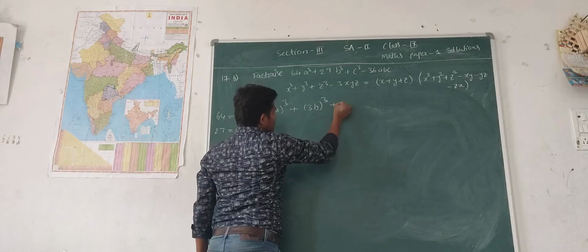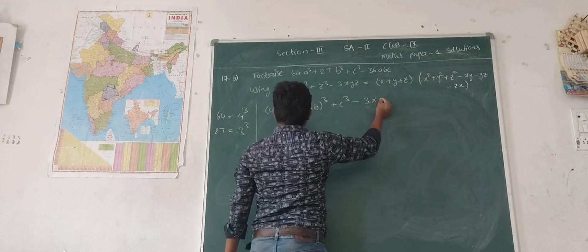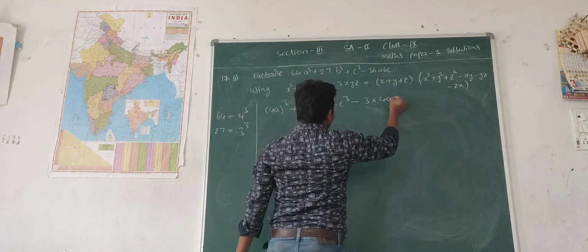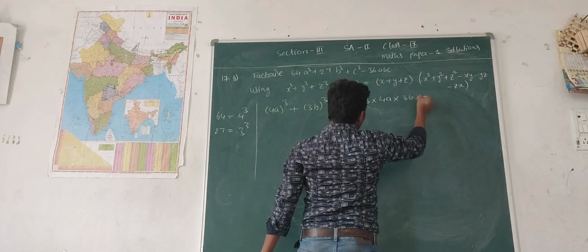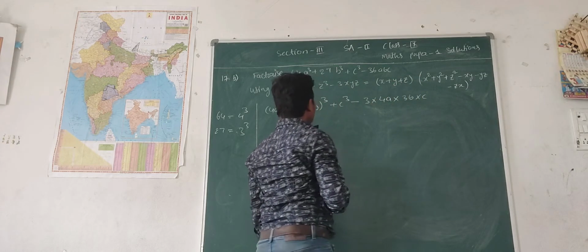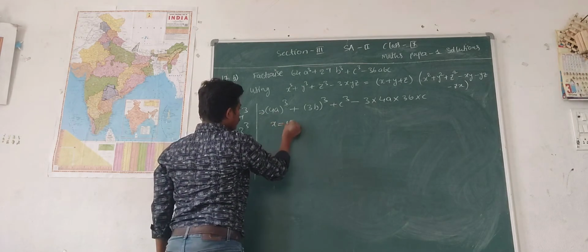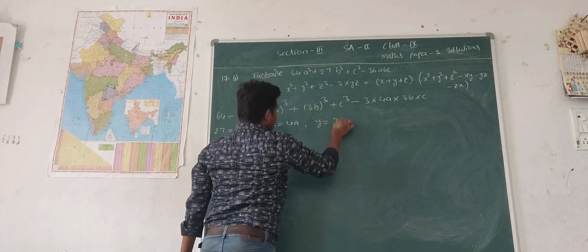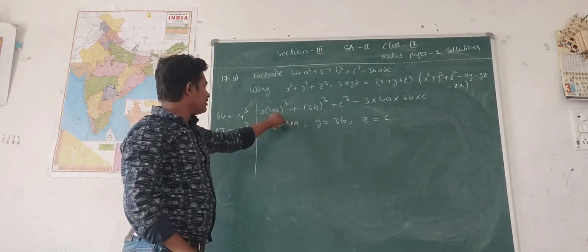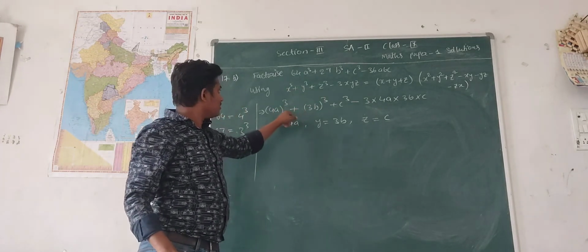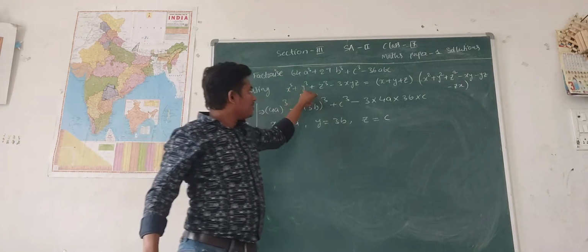b cube plus c cube minus 3 into 4a into 3b into c. Okay, this is in the form where x equals 4a, y equals 3b and z equals c. Now I am writing this one in this form.